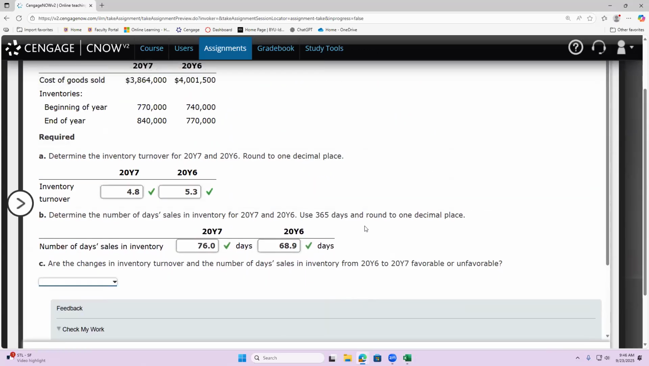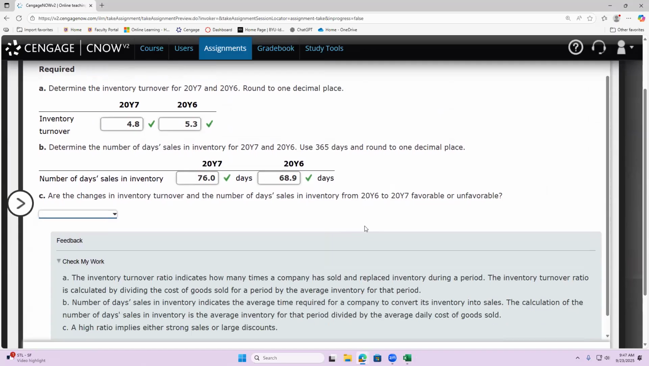It does. What this means is, on average, $1 of inventory stays on our shelves for 76 days in 2017 and for 68.9 days in 2016. Again, we're not speaking to any specific inventory item. This is like an average. Okay. So what we see then is that this business is slowing down. It's not selling its inventory as fast. If it took 68.9 days to sell inventory on average in 2016 and 76 days in 2017, we're slowing down. That's not a good thing typically.